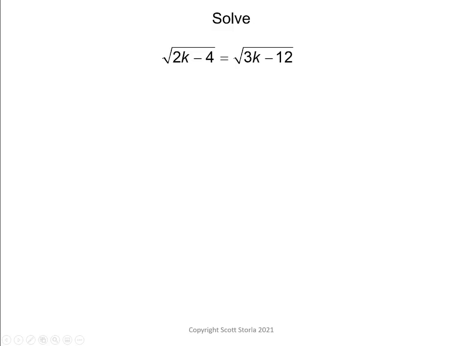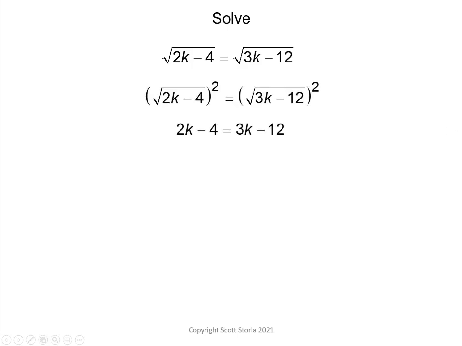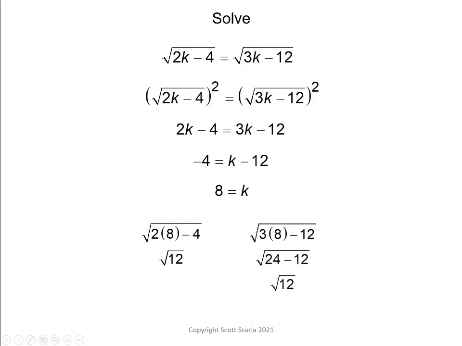So I'll do this first one. Step 1, I need to have my square root expressions on both sides of the equal sign. Then I square both expressions and simplify. Now I'm left with a linear equation. I can subtract 2k from both sides, and then I can add 12 to both sides, and I'll get that k is 8. Last, I'll check to make sure that going back to the original and substituting 8 does lead to expressions that are the same, and that verifies for me that this is my solution.